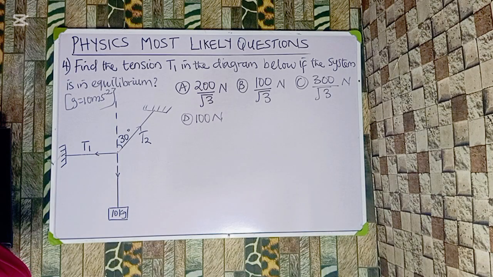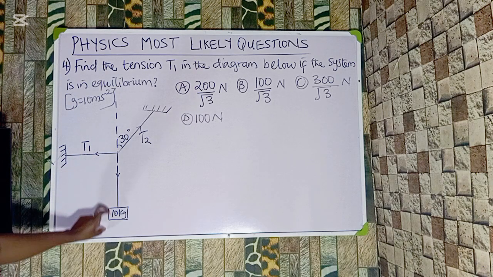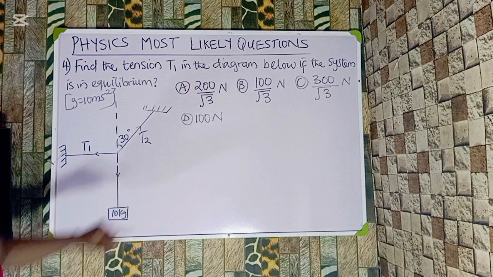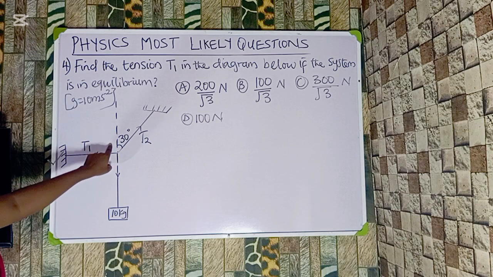Find the tension T1 in the diagram below if the system is in equilibrium and we are given g as 10 meters per second square. Now look at the diagram. This is T1 going this direction. This is a mass of 10 kilogram going down. Then another tension, T2, acting this direction. This tension T2 is inclined at an angle of 30 degrees with the vertical.